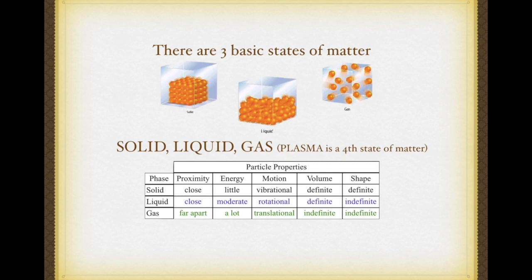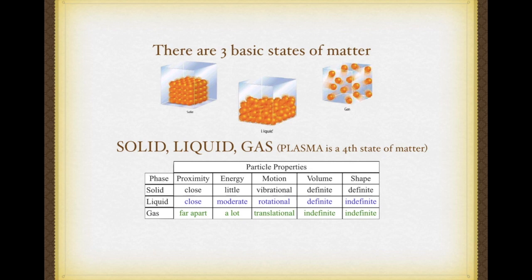Now there are three basic states of matter: solids, liquids, and gas. Now in this unit we're not going to talk about plasma, but plasma is a fourth state, and there are other states, but we're not going to talk about that now. According to the chart, this is going to be very helpful for you.